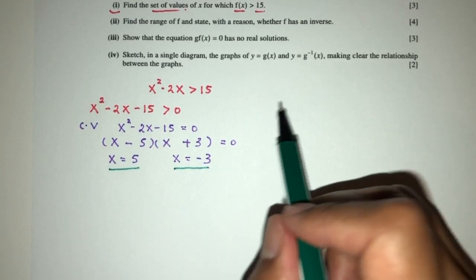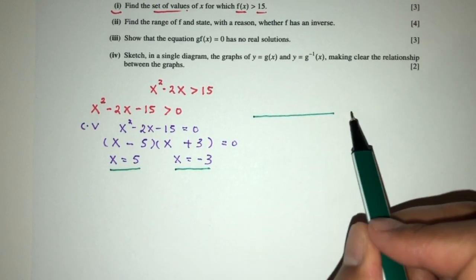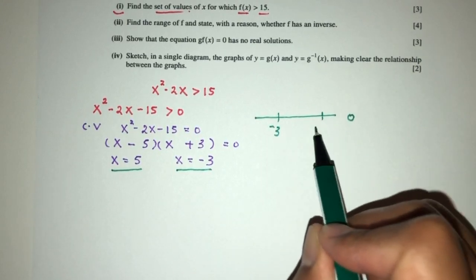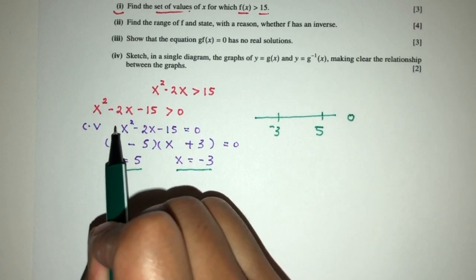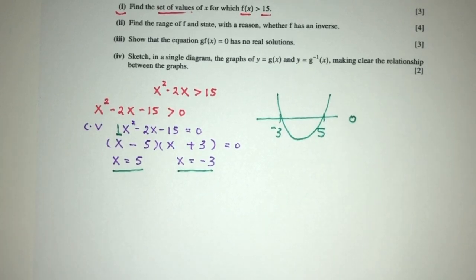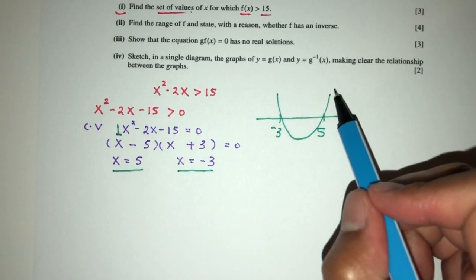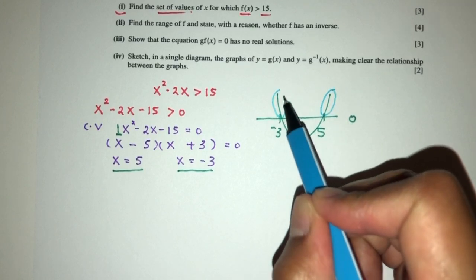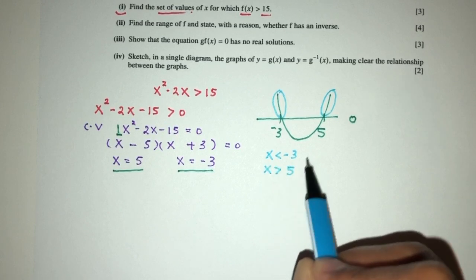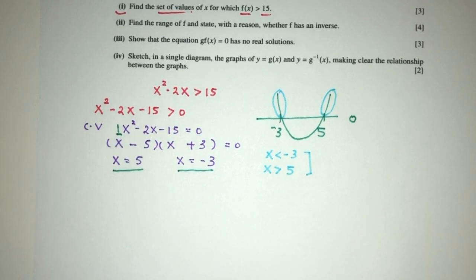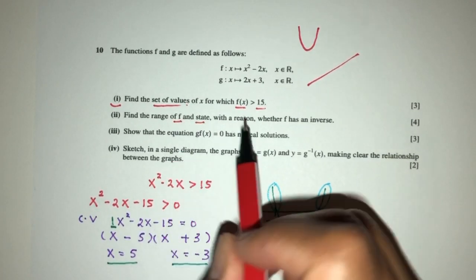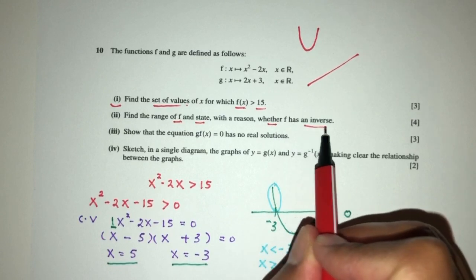Now we have to use that to find the range. By looking at our number line, this is my line 0, this is minus 3, and this is the value of 5. We know the shape of the curve is a positive one, it will be this shape, right? Now we're trying to find the values more than 0, which is this and this. So which means x has to be less than minus 3, or x has to be more than 5. So this will be part 1 of the question. Let's move on to part 2 of the question. Find the range of f and state with reason whether f has an inverse or not.